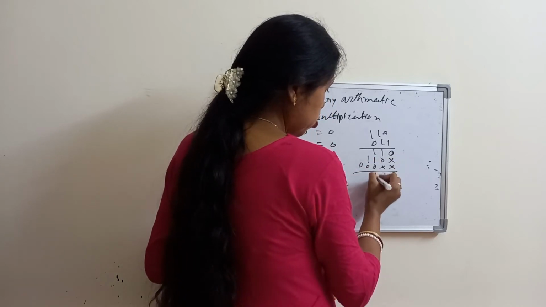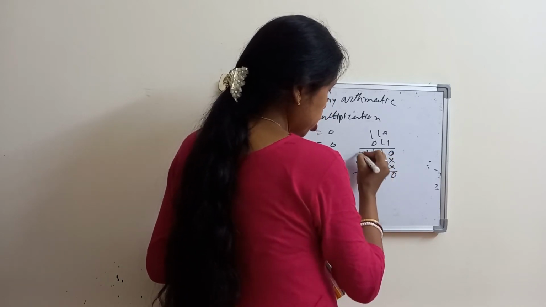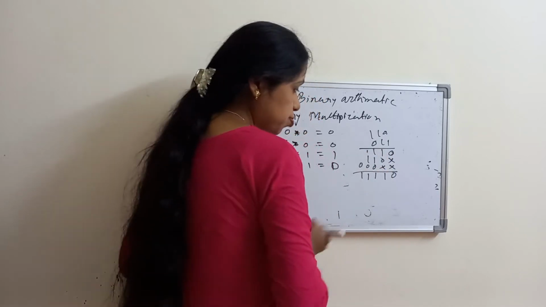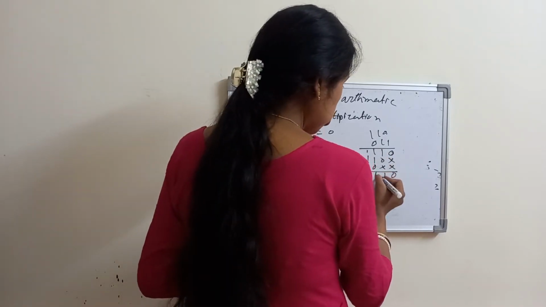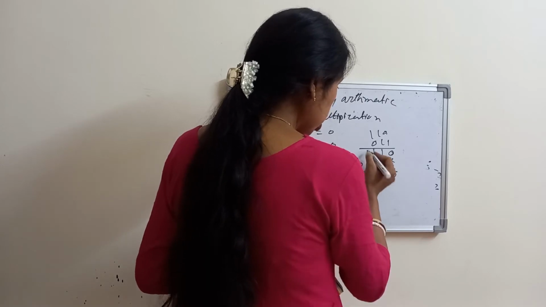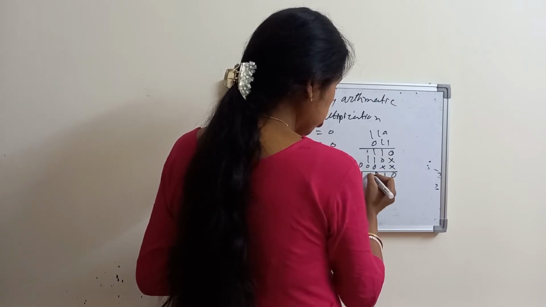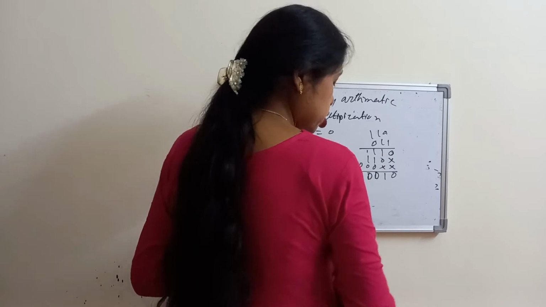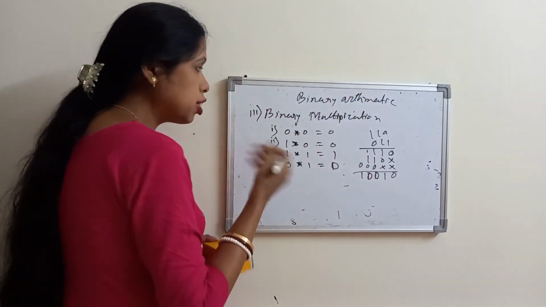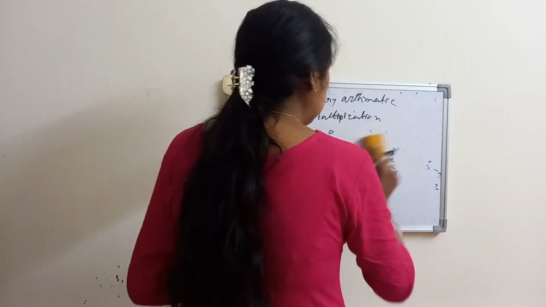1 1 1 1, carry will be 1. 1 1 1 1, carry will be here. 1 1 0, carry will be here. 1 1 0, carry will be here. This is the result. This is simple binary multiplication.